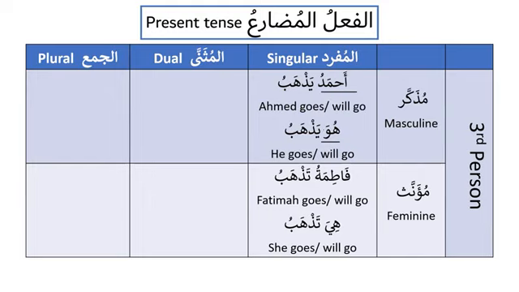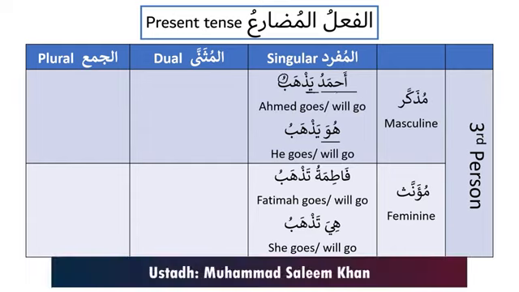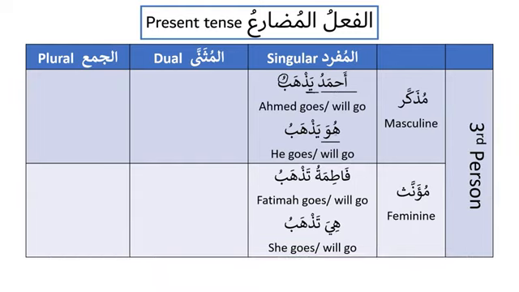So when you talk about the present tense and the third person masculine, the present tense will always start with ya. That's how you are going to recognize it. Whenever you see yadhabu, and the ending is with dhamma, that means we are talking about the third person singular. So we say Ahmadu yadhabu, or if you want to use the pronoun for Ahmad, you will say huwa.